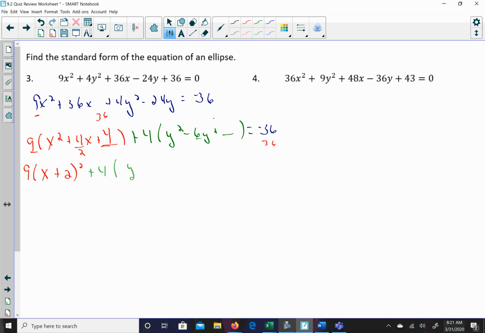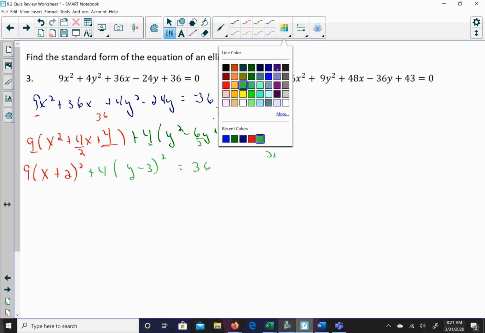Half of 6 is 3, so I'm going to write minus 3. 3 squared is 9, but I'm adding 4 times 9, which is 36, so I'm going to add 36 here. So when I add negative 36 plus 36 plus 36, that's all equal to 36.